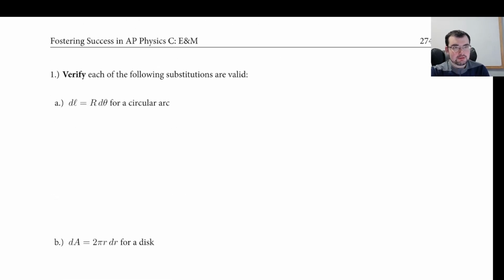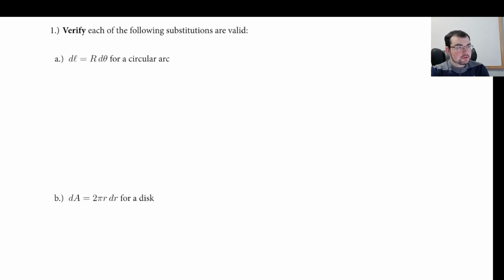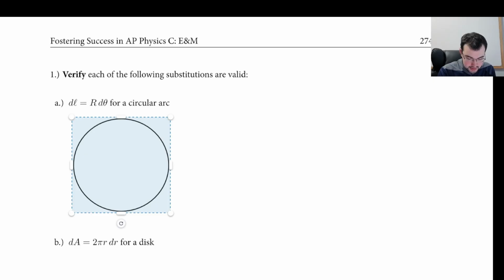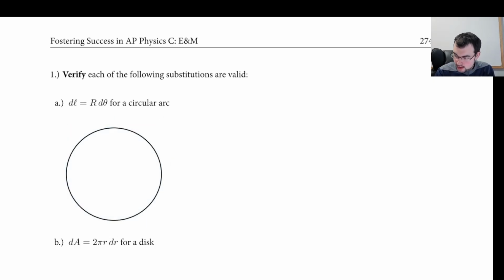So we're going to verify some of these properties real quick. First of all, we want to verify each of these substitutions. So we want to first verify that a length segment on an arc can be written as r d theta. So if we think about any sort of a circle, that's circular enough, we'll draw ourselves an arc. Maybe something like this works better. So let's say I want to find this length that's on this wedge.